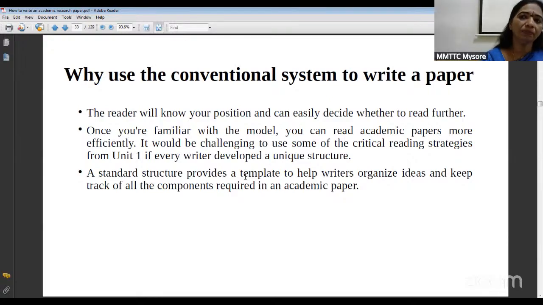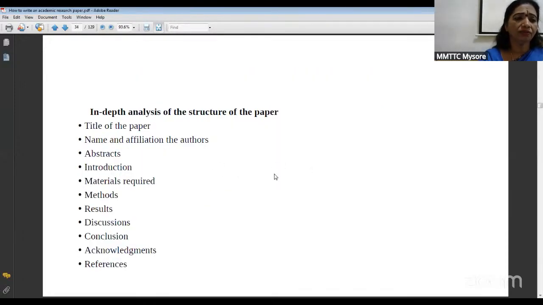Yes, all the publishers and research journals have their standard templates to help writers organize ideas and keep track of all the components required to write an academic paper. So you need not strive.